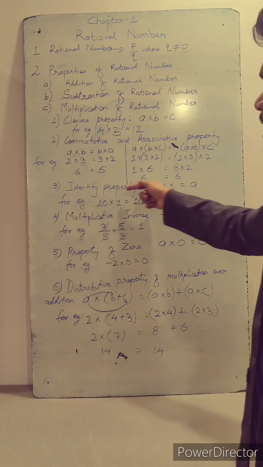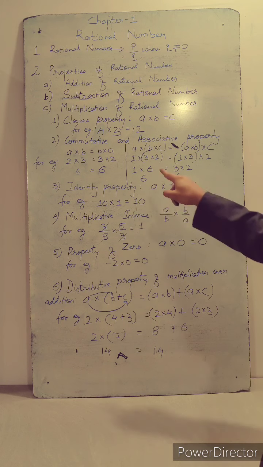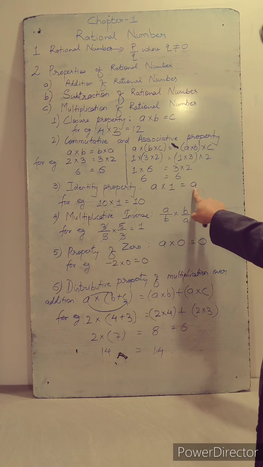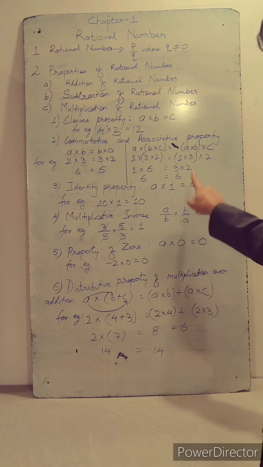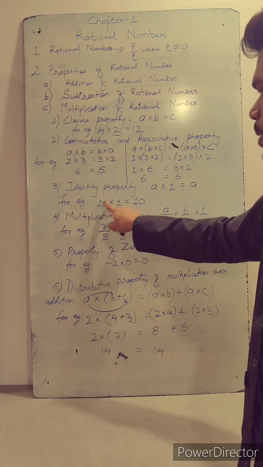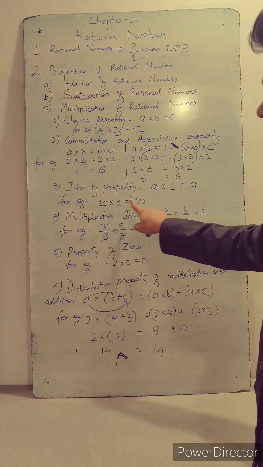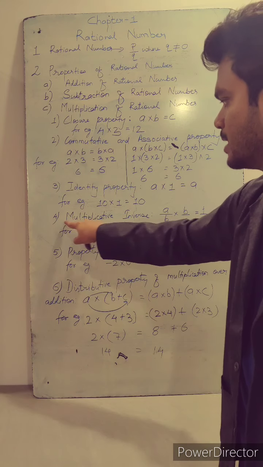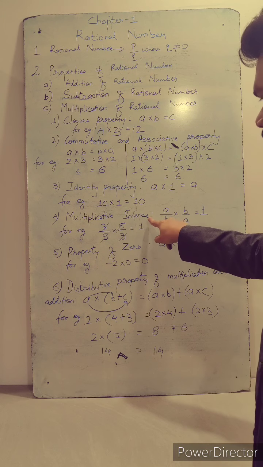Third property is identity property, which says that whenever a rational number is multiplied by 1, there is no change in the answer, that is, the number remains as it is. A rational number 10 when multiplied by 1, there is no change in the answer, the number remains as it is, that is 10. Next property is multiplicative inverse.